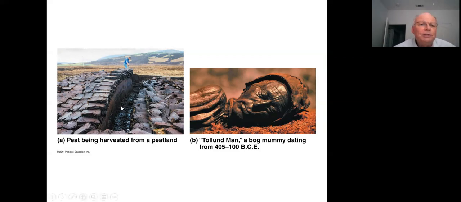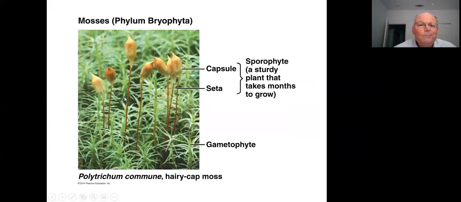So this material didn't turn into coal. It's part way along to forming coal, but it never quite fossilized well enough to form coal, but it still represents a form of fossil fuel.